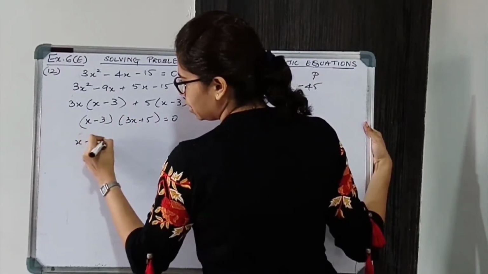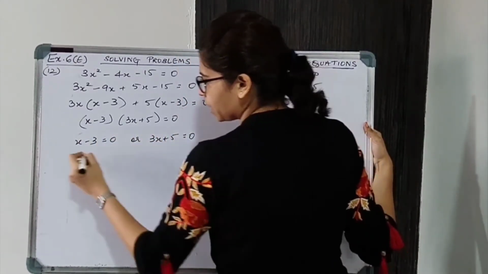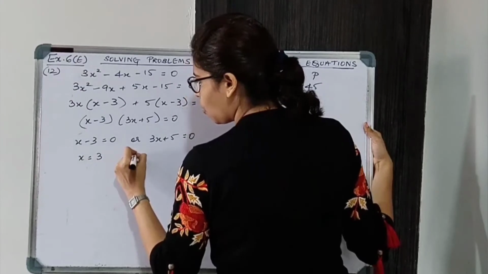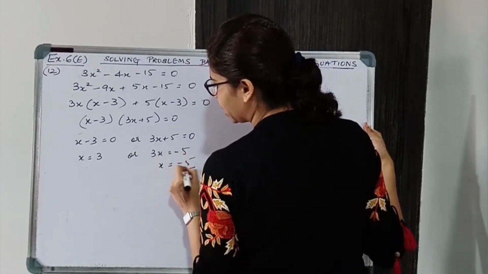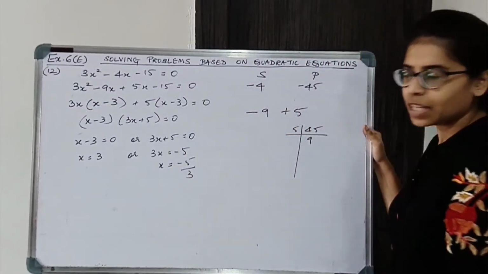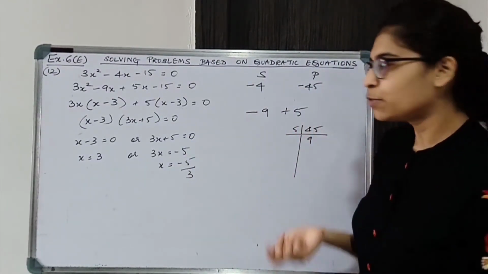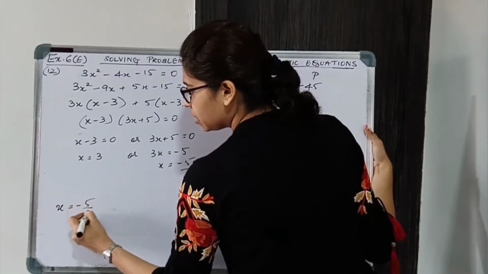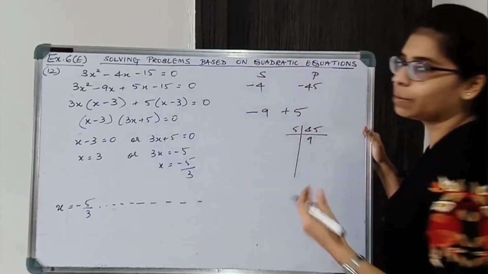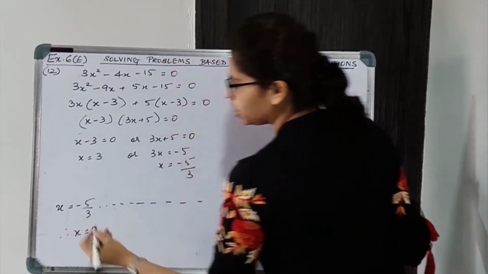So x minus 3 is equal to 0 or 3x plus 5 is equal to 0. So x is equal to 3 or 3x is equal to minus 5, that is x is equal to minus 5 by 3. Can this be possible? Can age be negative? No. So write down x equal to minus 5 by 3 is not possible because age cannot be negative. So therefore x is equal to 3.